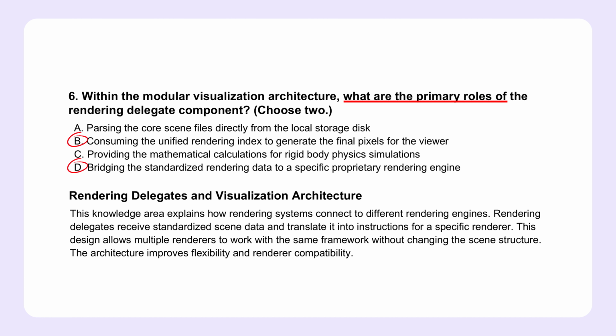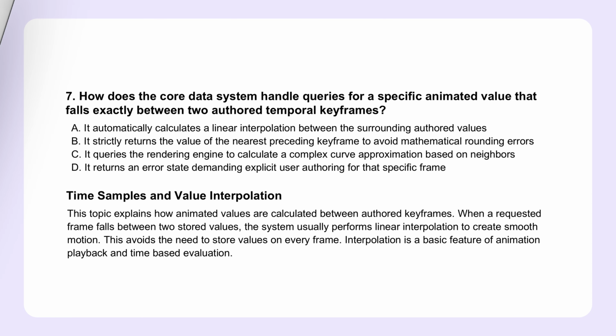Okay, so we've built the space, traversed it, and rendered it. What happens when we add the dimension of time? Oh, animation. Yeah. Question 7 deals with temporal interpolation. How does the core data system handle queries for a specific animated value that falls exactly between two authored temporal keyframes? Let's hear the options.